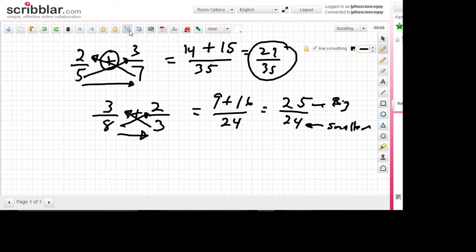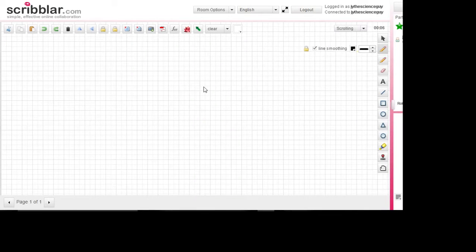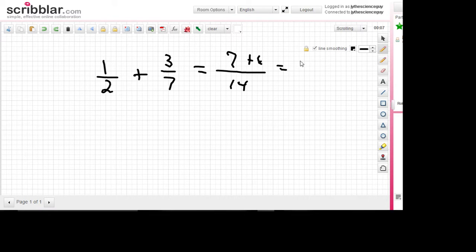All right. Next one. 1/2 plus 3/7. 13/14. Correct? Yeah. So that's a proper fraction.